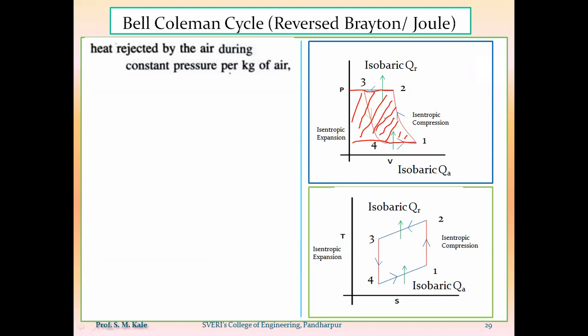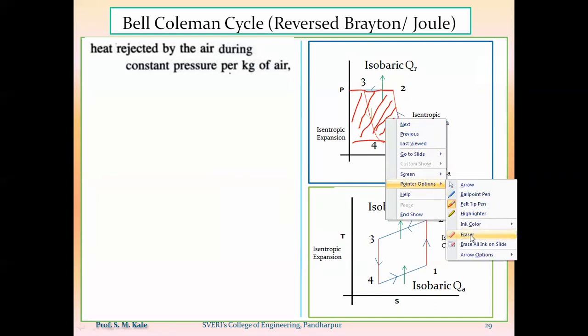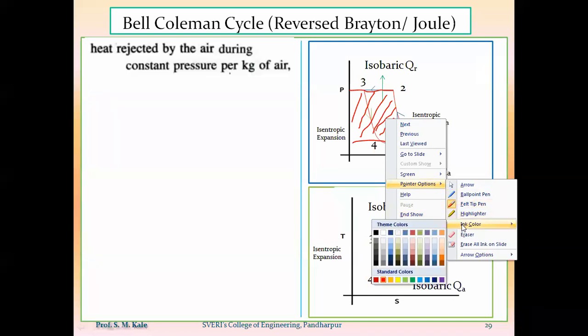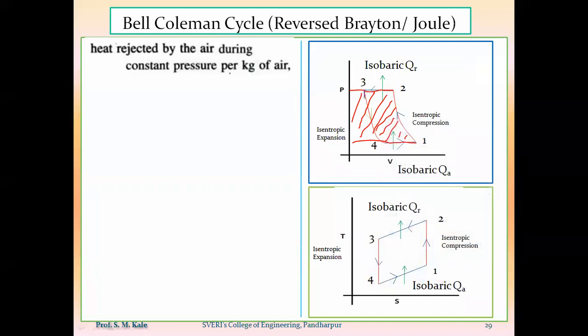And work done or work obtained from the expander is nothing but this much area. So whatever area you are getting, this entire area, is nothing but the net work done on the system. So this area is indicating the net work done on the system.